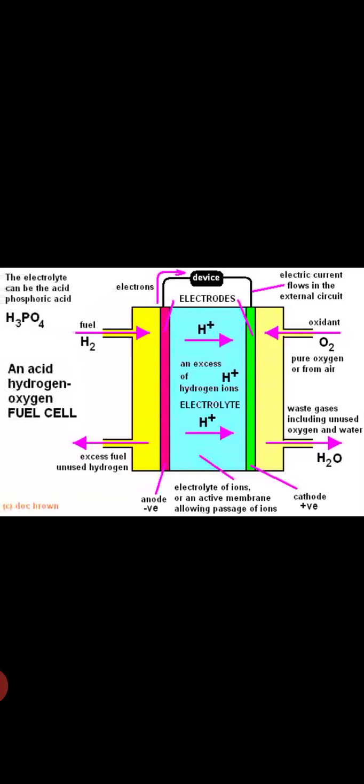Why is it called the Bacon cell? Because it was designed by Bacon in 1959, and for that reason it is called the Bacon cell. And let me tell you, the hydrogen oxygen fuel cell was first used in the Apollo spacecraft. You must know that Rakesh Sharma was the first Indian to go into space. So in that spacecraft, this fuel cell was used.